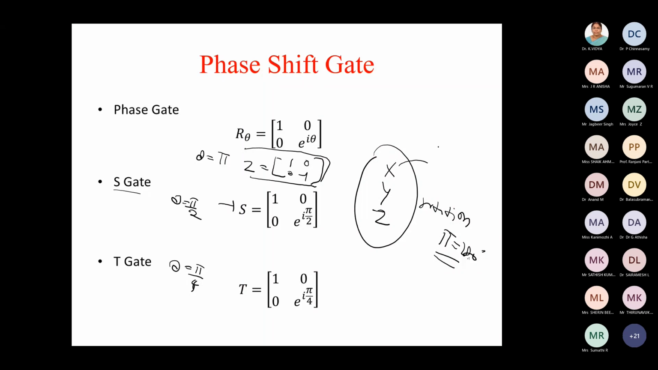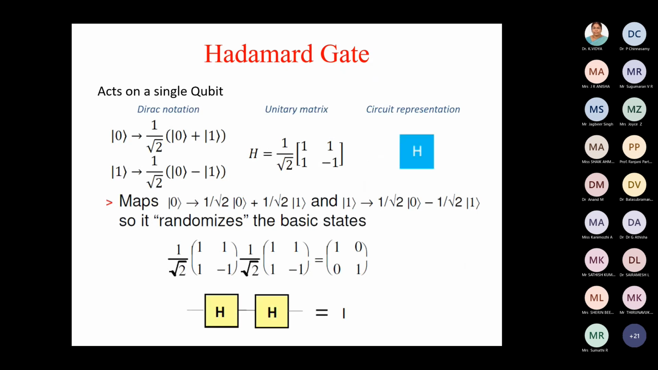The X gate we have already seen. The matrix was like this. It is a rotation around the X axis by 180 degrees. Similarly, the Y gate is a rotation around the Y axis. We will also see a tool to visualize this, but due to timing, just understand this.